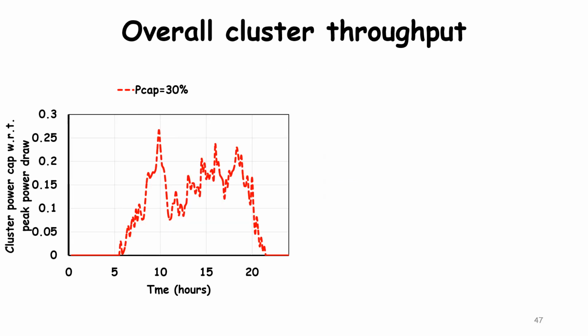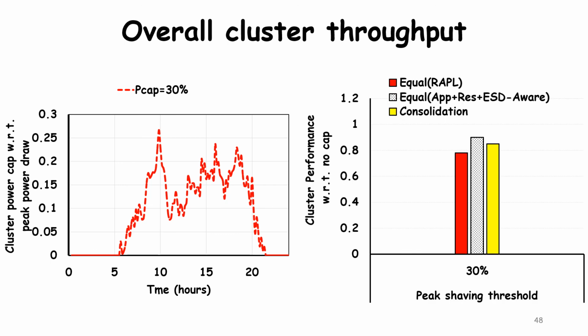We next show the cluster-scale benefits of our approach. We consider the scenario when the cluster performs peak shaving. The figure on the left shows the dynamic power caps of the cluster to shave 30% of its peak power draw from a publicly available cluster power trace. We replay these power caps on our prototype of 10 servers and compare 3 policies for power allocation at cluster scale. The first policy is to allocate available power equally to all servers using RAPL.